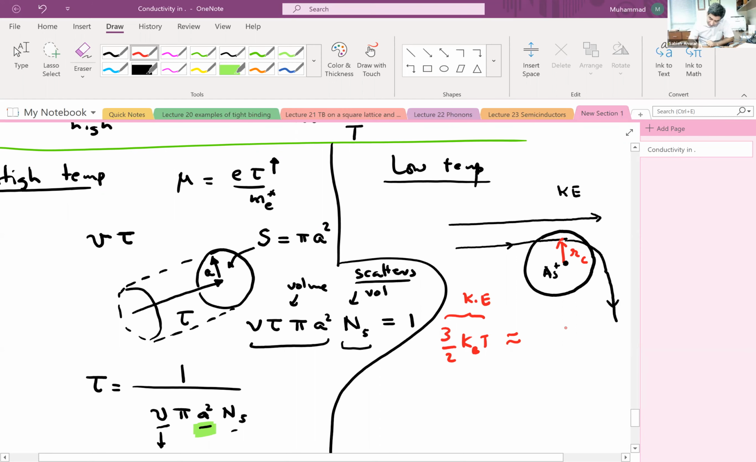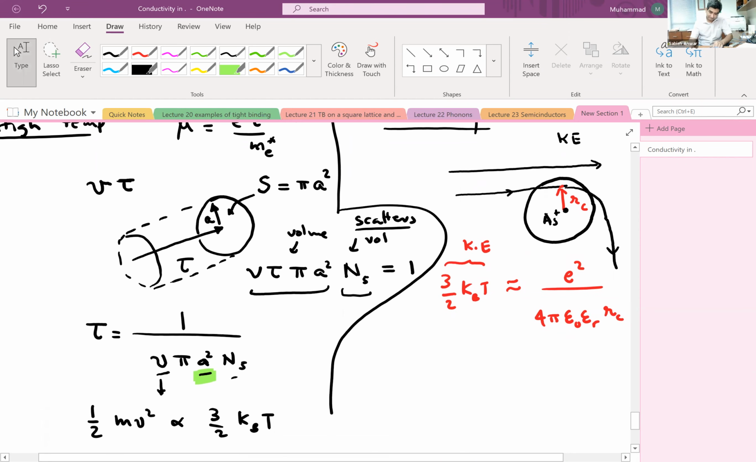And the potential energy we know is going to be e squared over 4 pi epsilon naught epsilon r, where epsilon r is the relative permittivity. And then I have an RC here. So I can solve this for RC. If I were to solve this for RC, I would get proportionality to 1 over T.